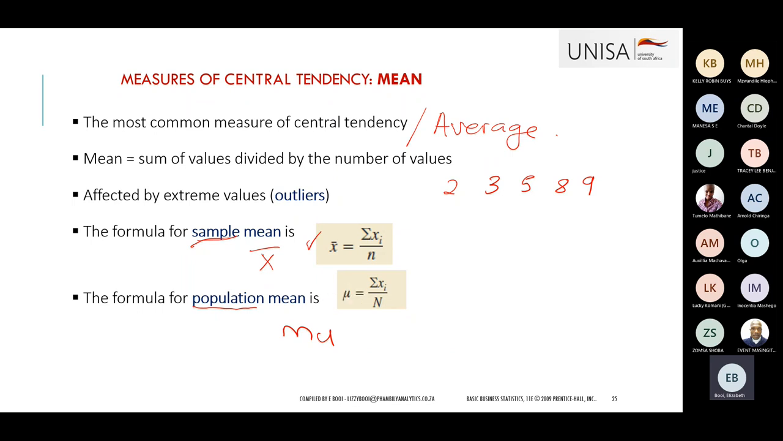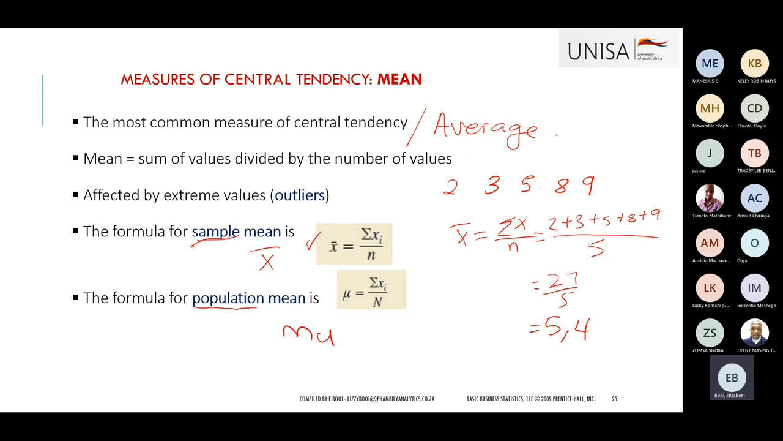Okay, so let's calculate the mean. Let's say this is for the sample. X bar will be the sum of your X i divided by how many there are. The sum is 2 plus 3 plus 5 plus 8 plus 9, divided by how many there are. You need to count them: 1, 2, 3, 4, 5. There are 5. That is equal to 2 plus 3 plus 5 plus 8 plus 9, which is 27, over 5, which is equal to 5.4. Correct. That is our mean.